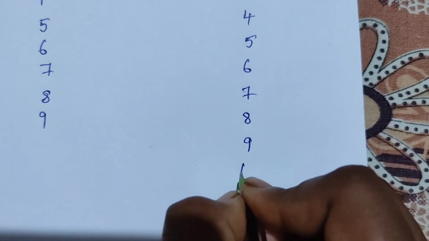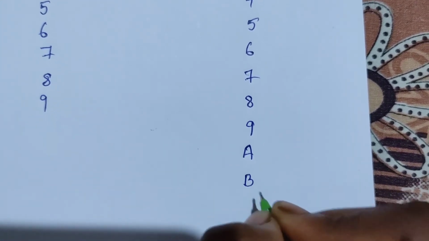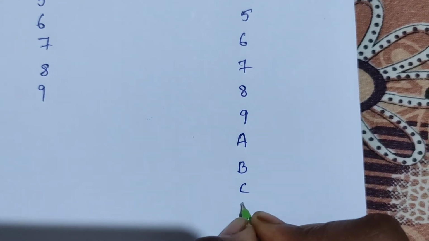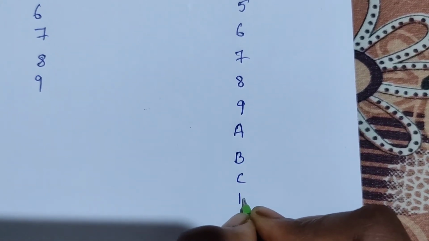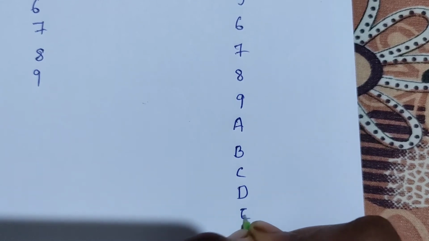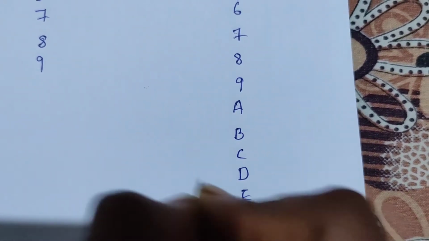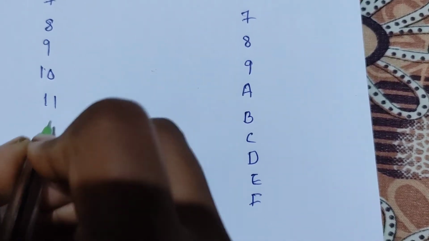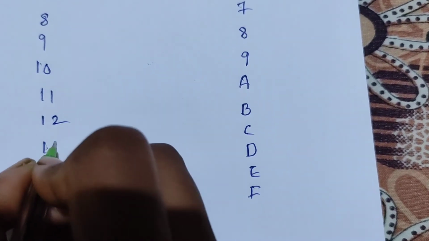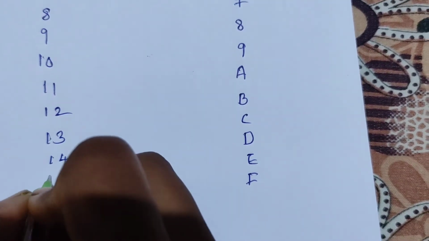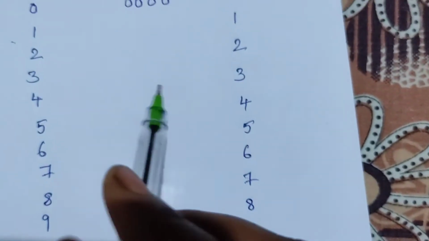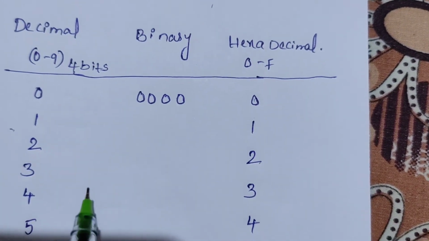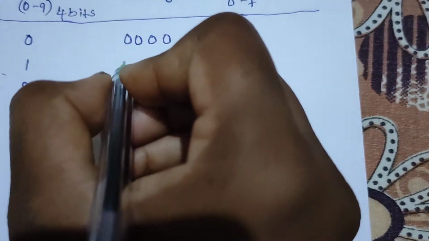So after 9, 10 is represented as A, 11 is B, and so on, C, D, E and F. So A is 10, B is 11, C is 12, 13, 14, 15. So these decimal and hexadecimals are represented with 4 bits in binary.